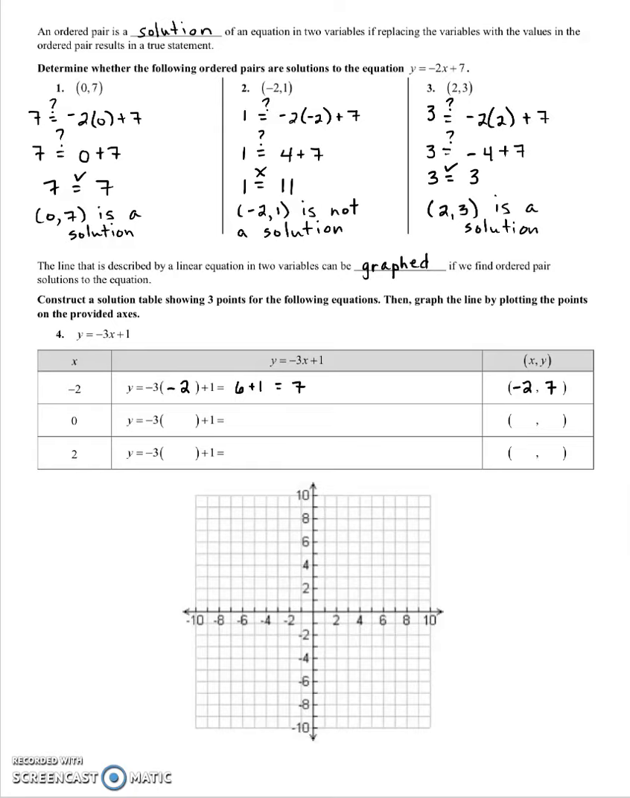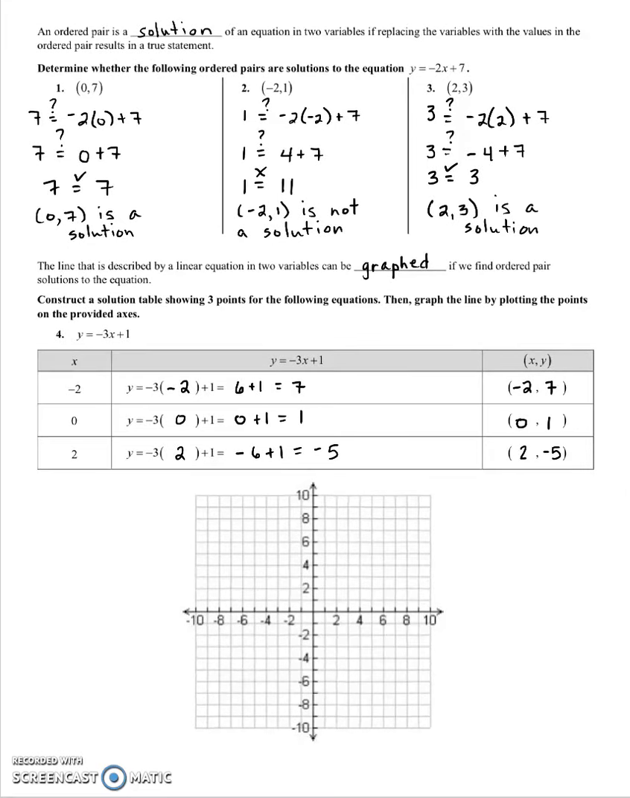So putting 0 in for x, we get negative 3 times 0, which is 0, plus 1, which is 1. So we have the point 0, 1. And if we put 2 in for x, we have negative 6 plus 1, which is -5. So we have the point 2, -5.